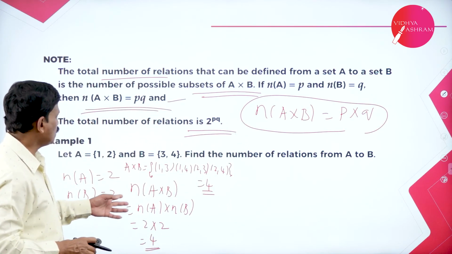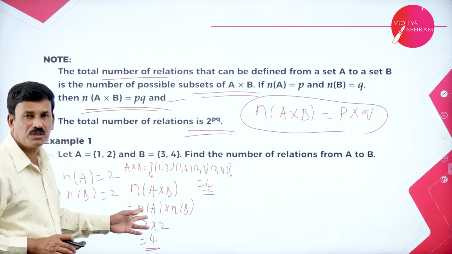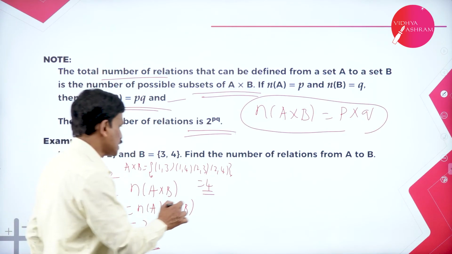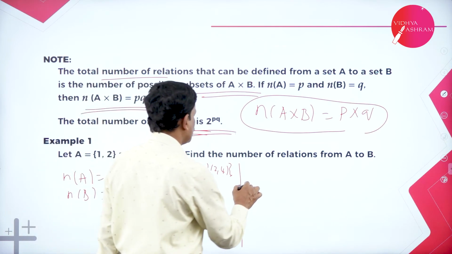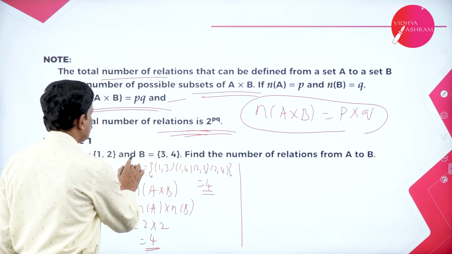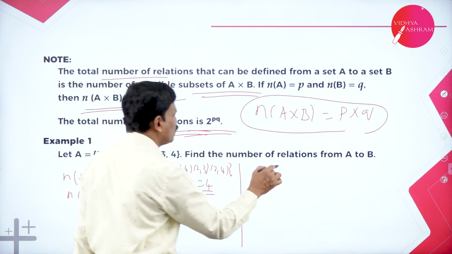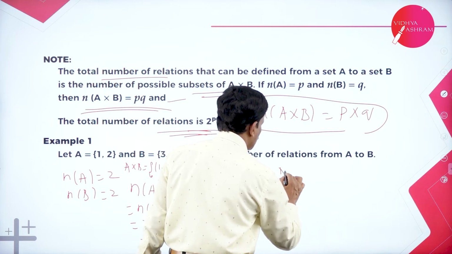This is nothing but the Cartesian product of A and B, the number of elements in A cross B. Whereas the number of relations we are going to write is here: A is equal to {1, 2} and B is equal to {3, 4} are the two sets. Find the number of relations from A to B.